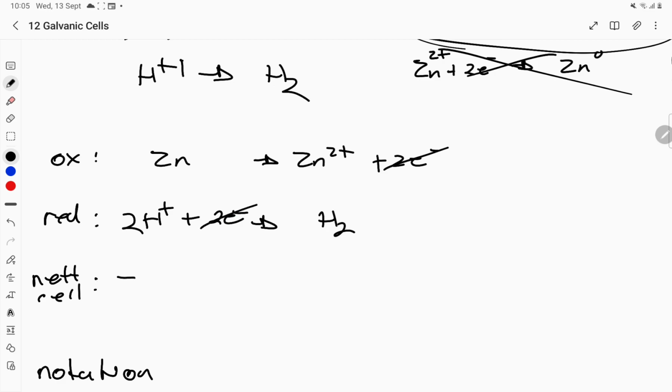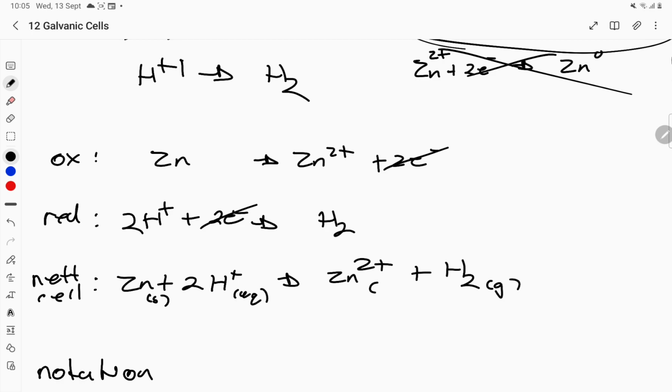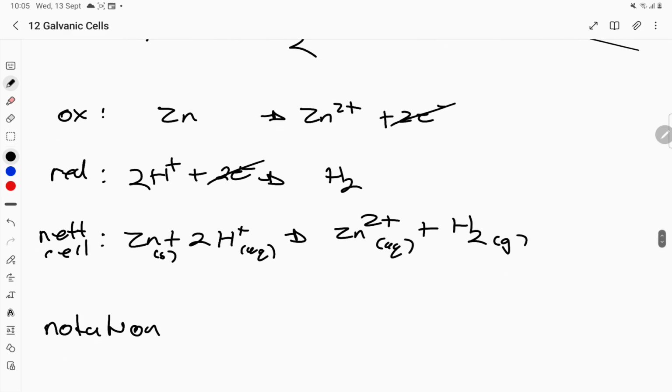For our net cell reaction, we have Zn plus 2H+ will give us Zn2+ plus H2. And that will be a solid, that will be a gas, this will be aqueous because it's in solution, and that will be aqueous because it's in solution. Easy peasy? Yes, it is.